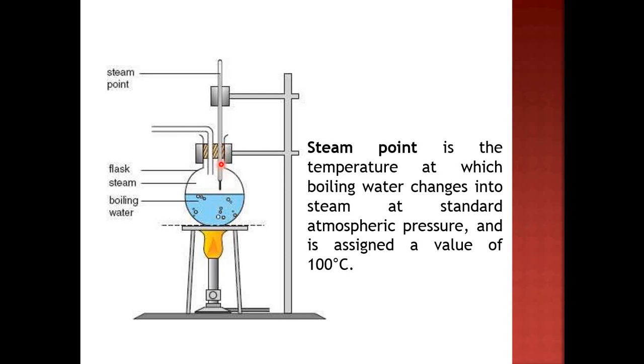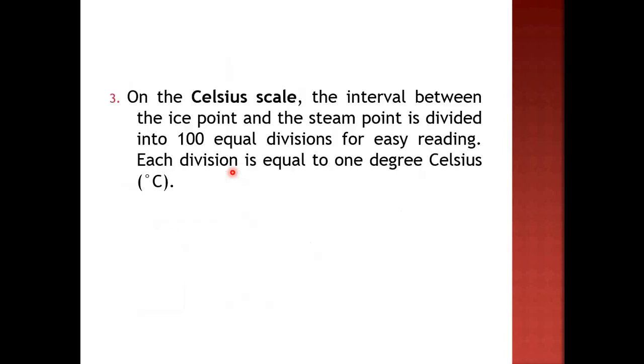Put the thermometer above the boiling water. As I mentioned earlier, the mercury inside the thermometer will keep increasing until it stops at a certain point. Let's say it stops here. This will be your steam point. So now you have your steam point and also your ice point.